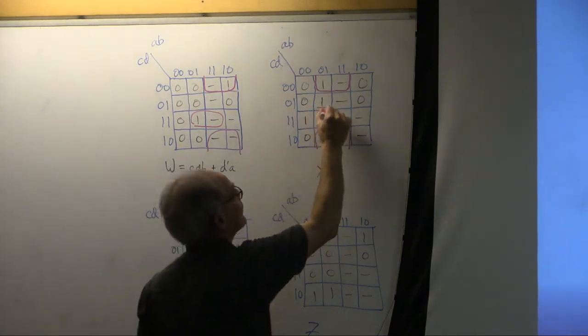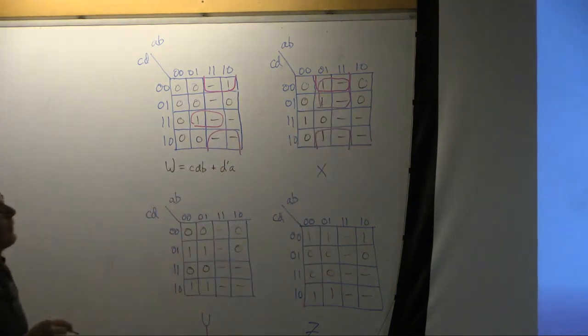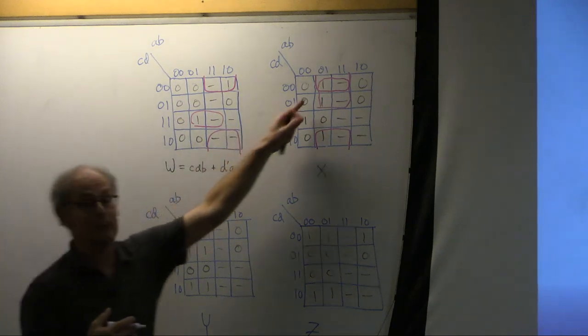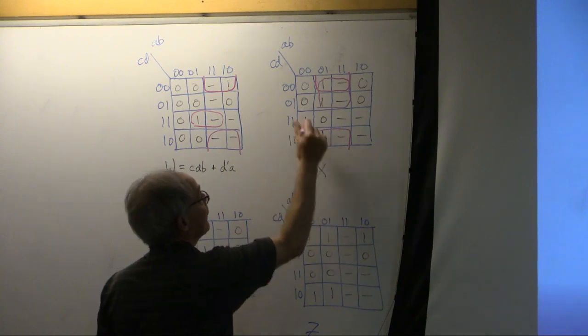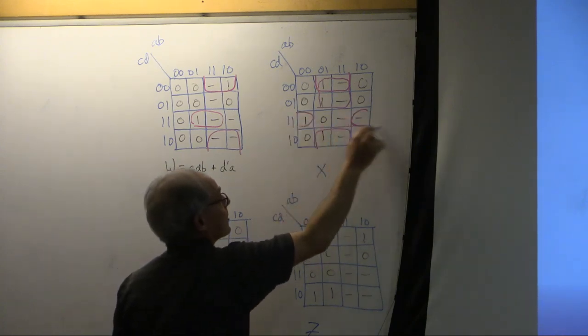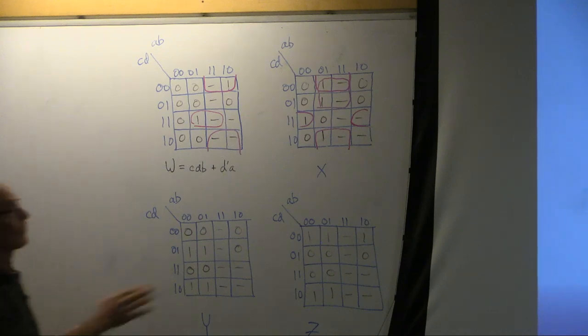But we can include this like that. So we have another group there, and they can overlap. We can reuse ones in multiple groups if we want, whatever we can do to make them big. And then this one here will go like this. So I think that's the best we can do in that case. And I'll write this one down.